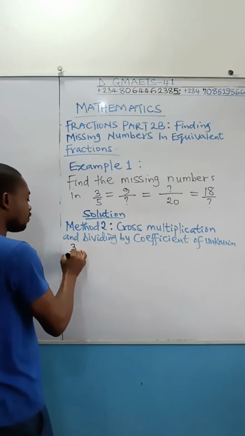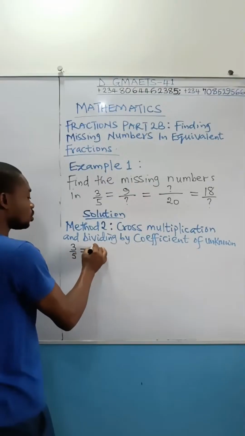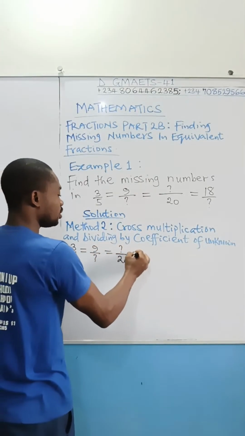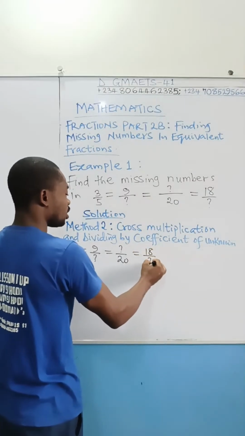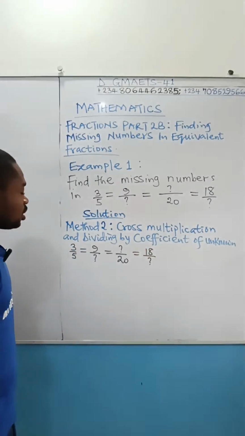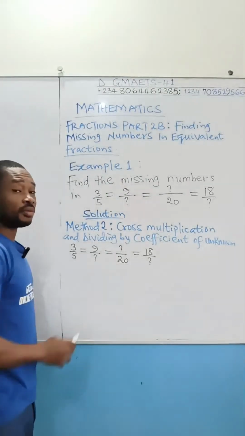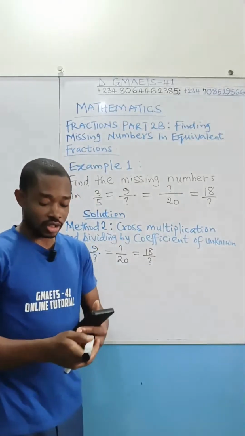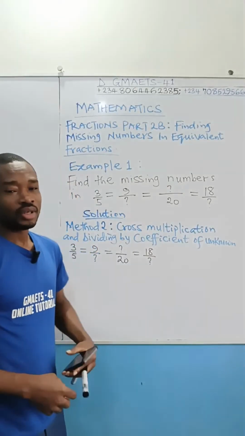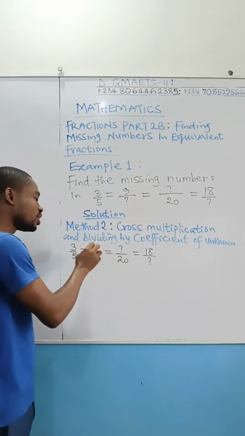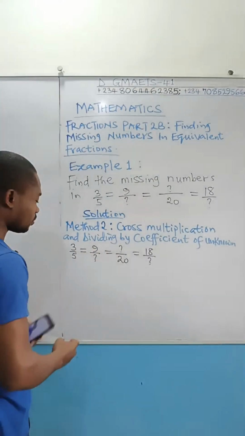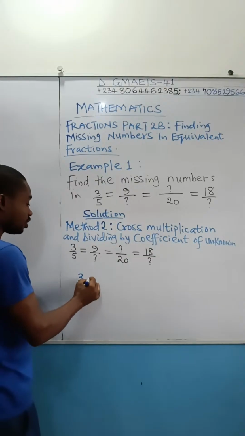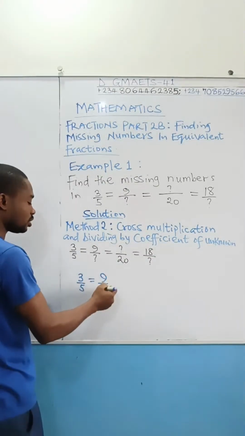We have 3 over 5 equal to 9 over question mark, equal to question mark over 20, equal to 18 over question mark. So I want to get this missing number. Remember, the first missing number we obtained here by method 1, we got it to be what? 15. So by this second method, can we actually obtain it to be 15? Let's find out. To do that, simply solve 3 over 5 equal to 9 over question mark.